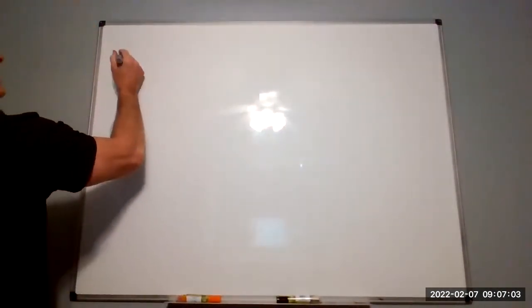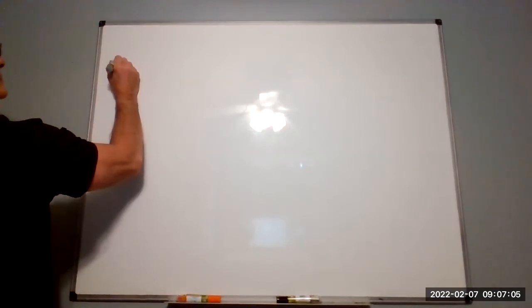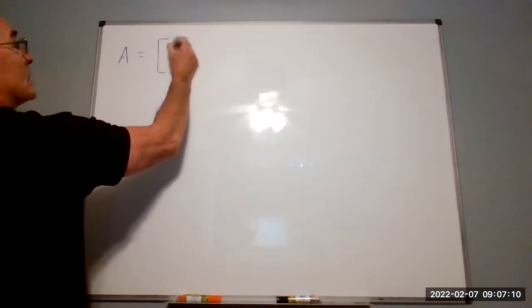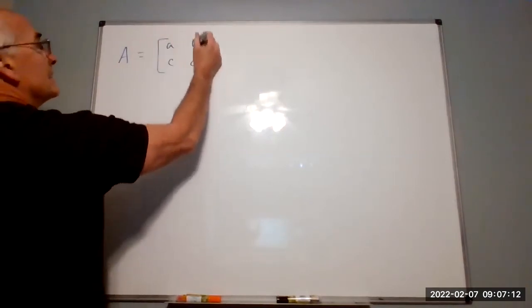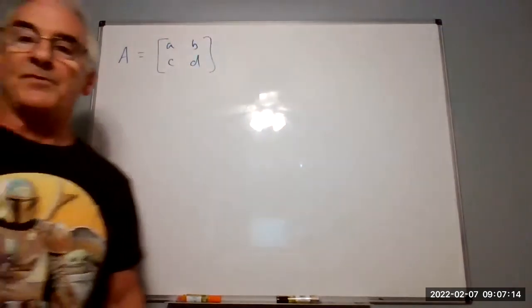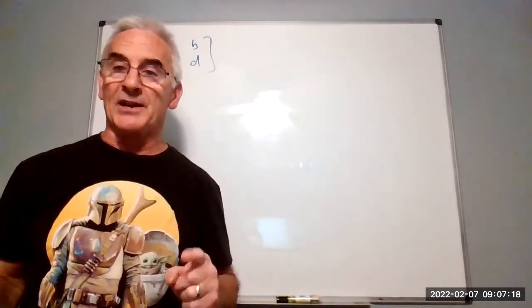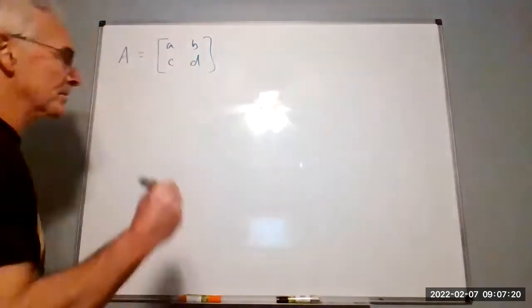Let's consider I have matrix A. And we're going to make it really simple. I'm going to go A, B, C, D. We want to find a matrix, we'll call it A inverse, so that when I multiply them, I get a particular type of matrix. So now I'm going to define something.